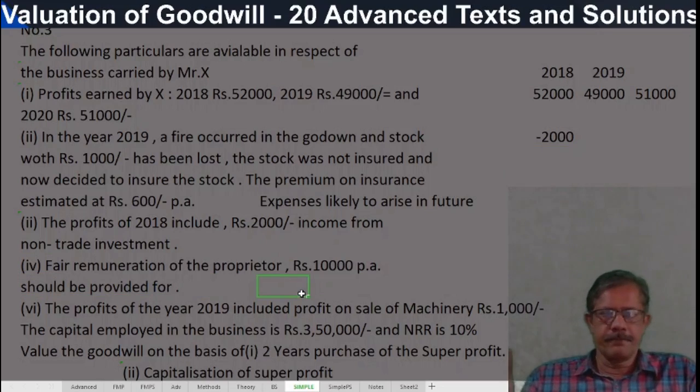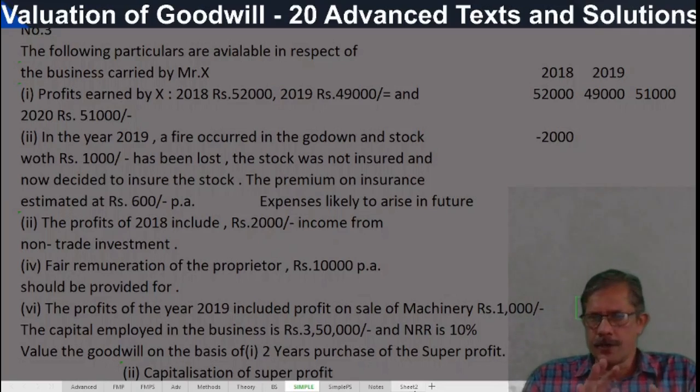It may be deducted from average adjusted profit, or you have to show it in each year separately. The profits of 2019 included profit on sale of machinery. Profit on sale of machinery is a non-operating profit, the best example of non-operating profit. The sale and purchase of machinery is not an ordinary business activity, so it is an extraordinary item.